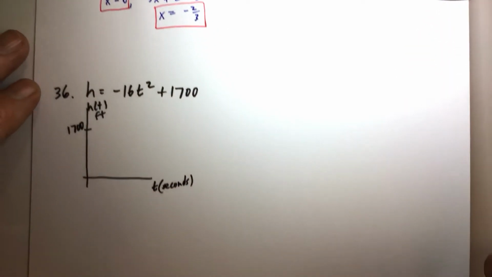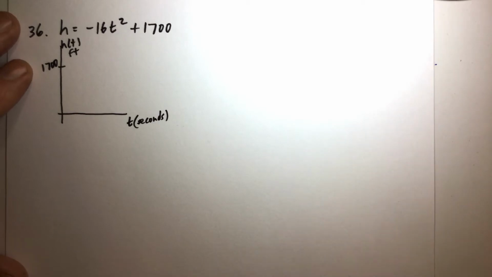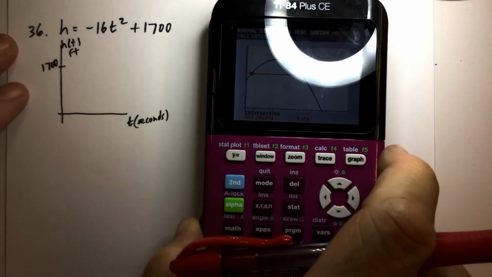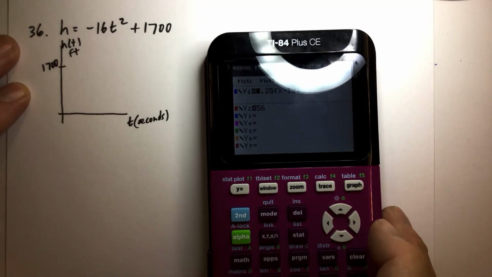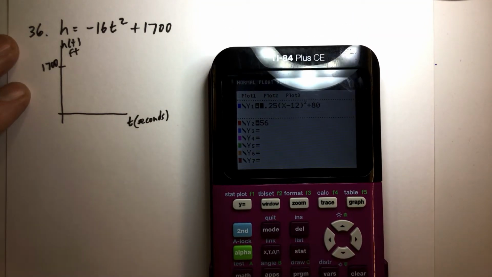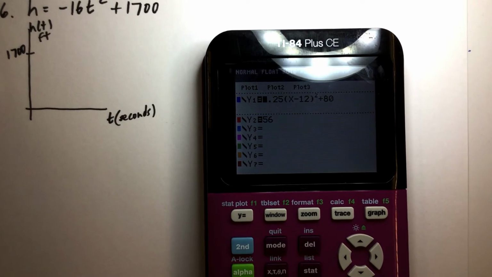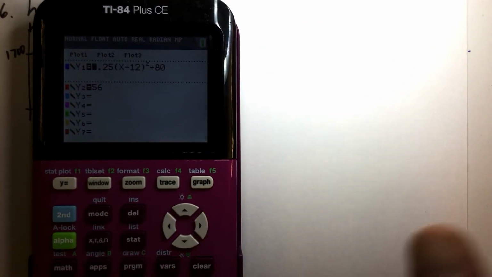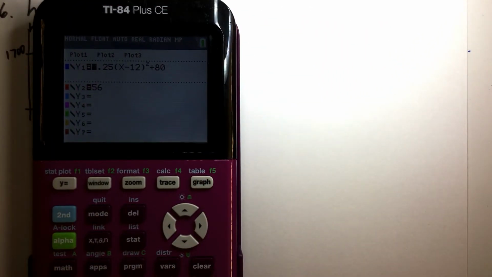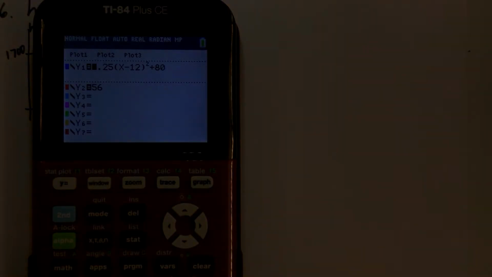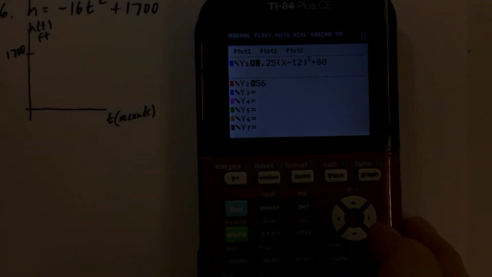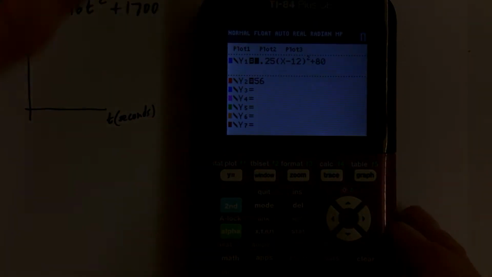Now for problem number 36, if you have a graphing calculator, you may use it. Let's see if we can get this in there. Oh wow, that's not easy to see. Maybe there's too much light. Hold on a second. Get the light on there. No, that's not doing it either. Oh, that's really dark.